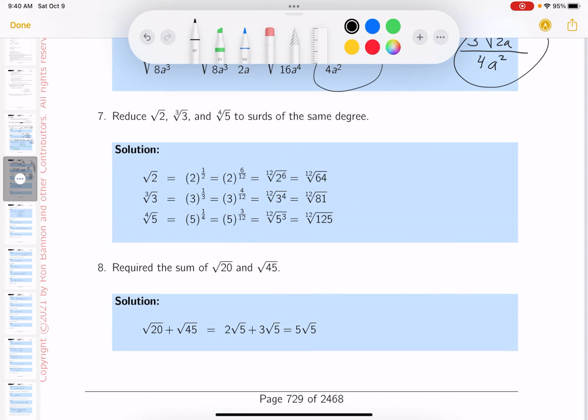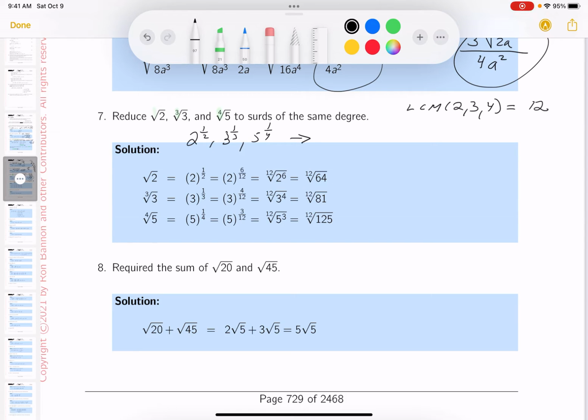Let's do the next one. Now, this one says they want you to reduce the surds to the same degree. And someone says, what do they mean degree? They actually mean the index. This is the index. So what I need to do is get the LCM, the least common multiple, between 2, that's the square root, 3, and 4. What would that be? Well, let's take a look. That would be 12, right? Let's write this down. 2 to the 1/2, 3 to the 1/3, and 5 to the 1/4.